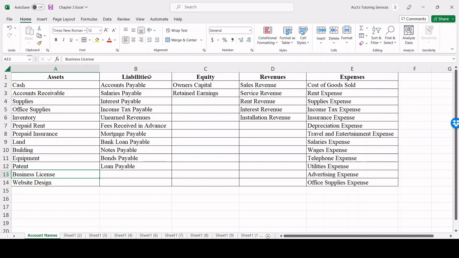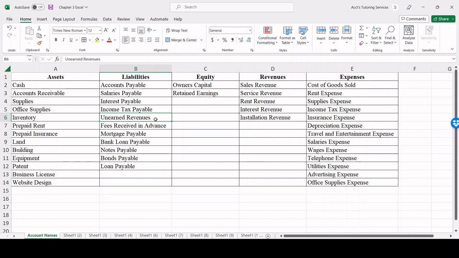Now let's talk about liability. Remember, liability is a future obligation. Accounts payable is a future obligation because you owe your suppliers money in the future. Salaries payable, you owe your employees money in the future. Interest payable, you owe the banks or your creditors interest on the loans that you've taken out. Income tax payable is when you owe the CRA money in the future for taxes.